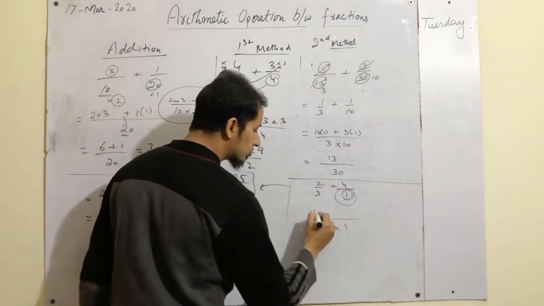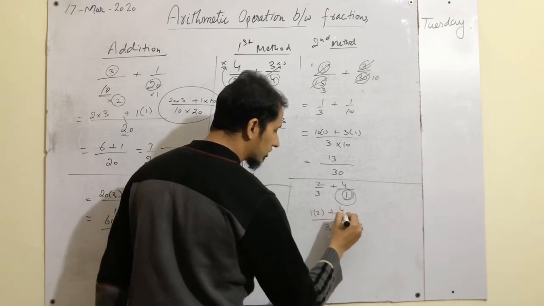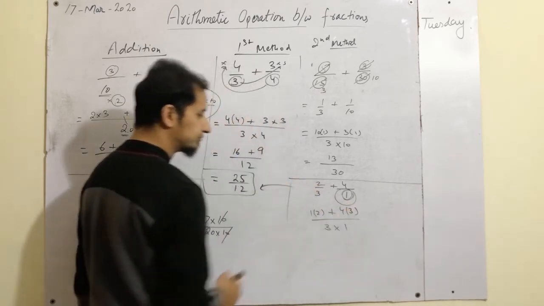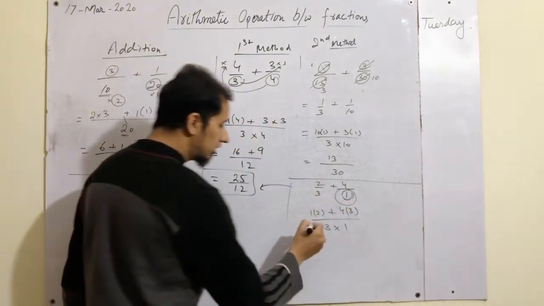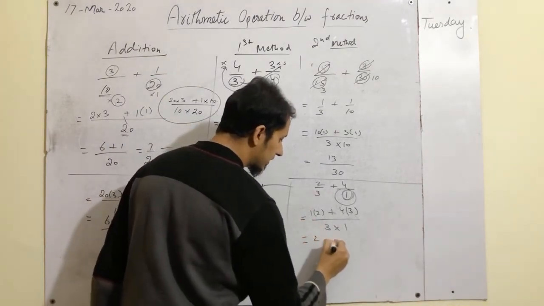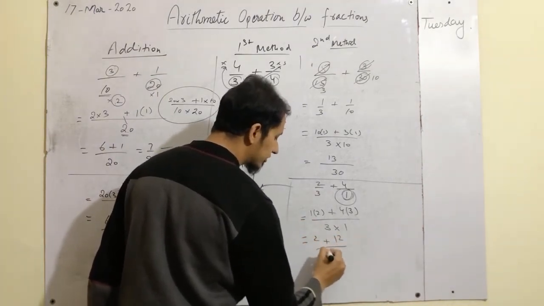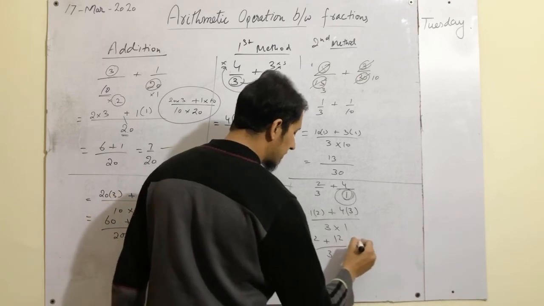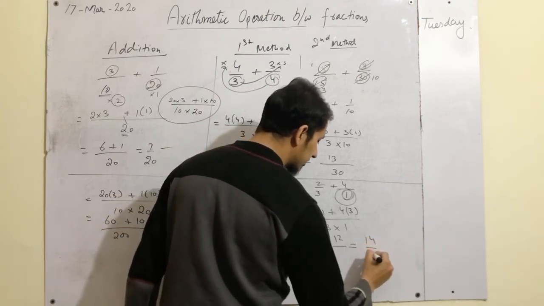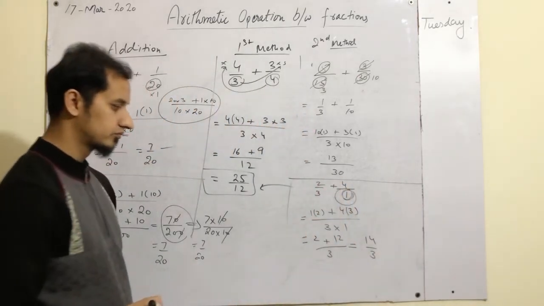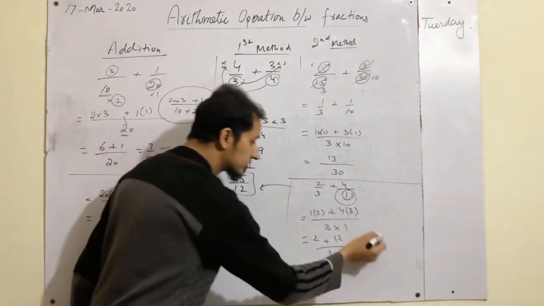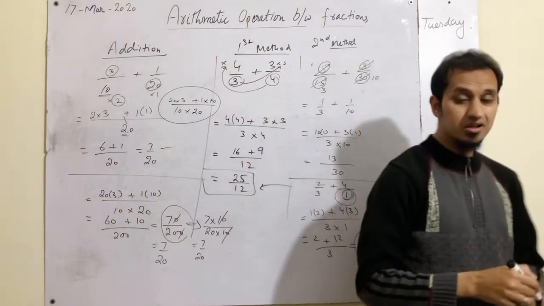1 into 2 plus 4 into 3. So here we get 2 plus 4 threes is 12 and 3 into 1 is 3. 12 plus 2, 14 divided by 3. That's the answer.